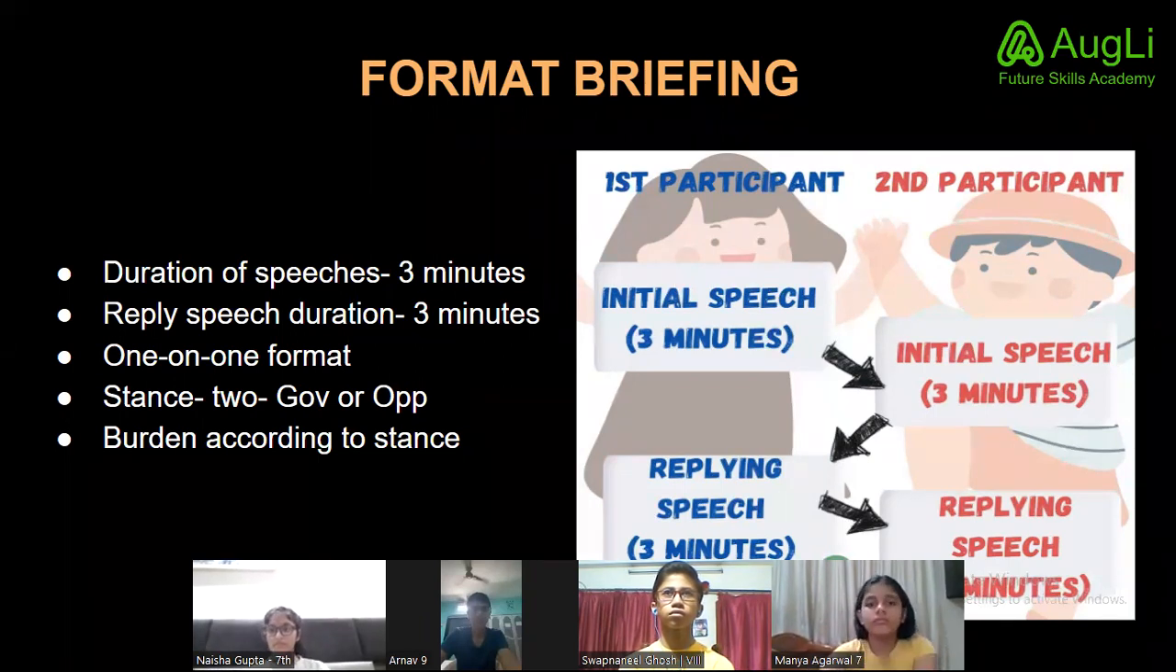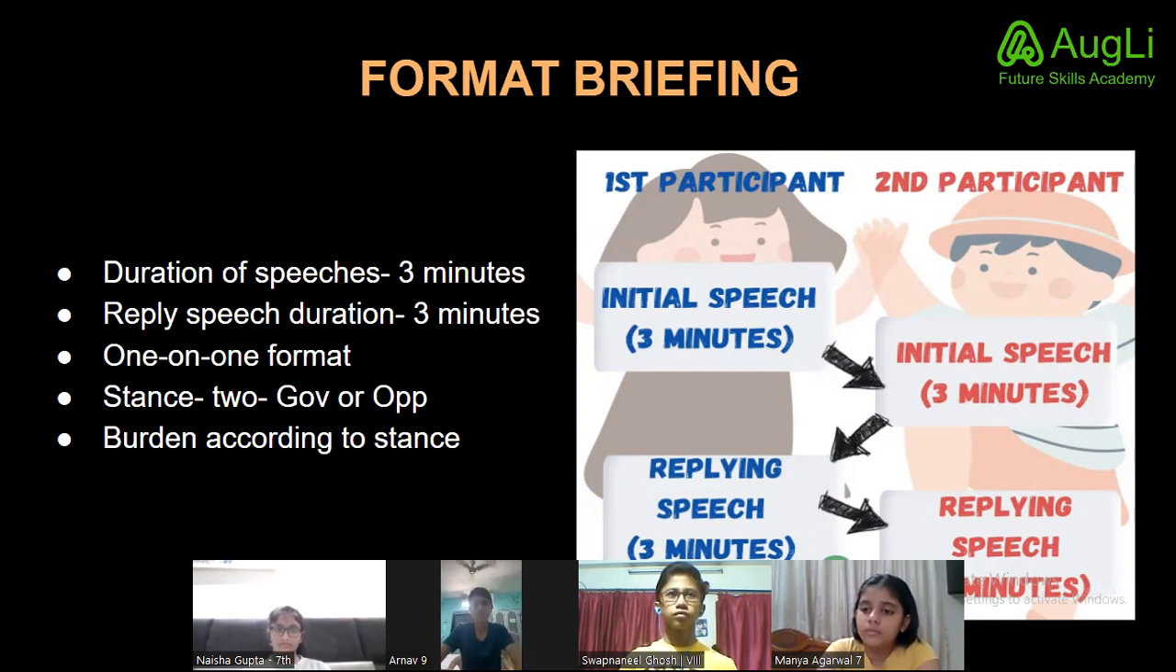This is simply a one-on-one format wherein there's two people in the debating room at a time, and there's an adjudicator. The two people would be divided into for and against. So there's one person who is going for the motion or the topic, and there's another person who's going against the topic. There are certain terms that you need to familiarize yourself with.